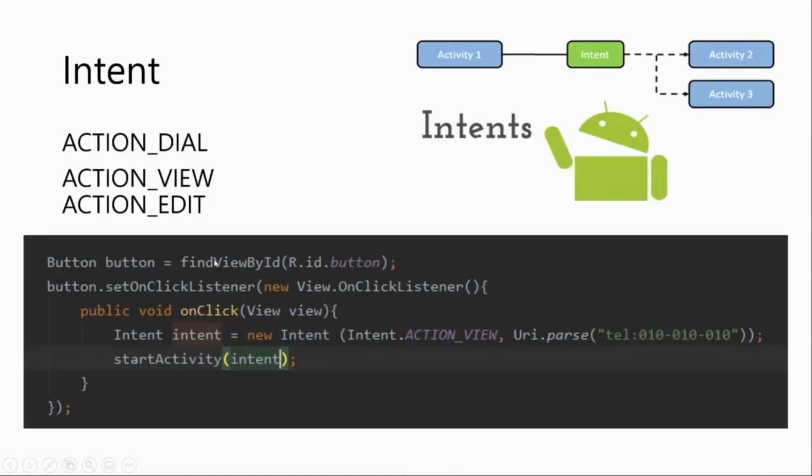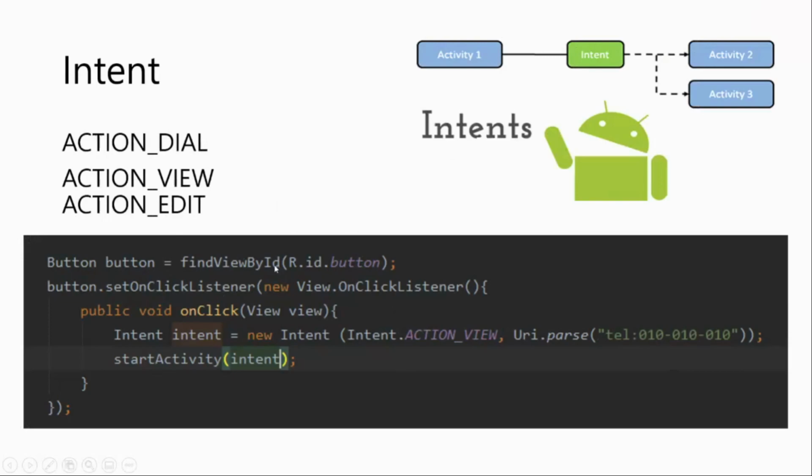Intent. Intent allows us to do many things, and the most common usage is to switch to a different activity. The most common ones are ACTION_DIAL, ACTION_VIEW, and ACTION_EDIT. In my example, this intent allows us to go to the dialer page and call the phone number I provided. So when I execute this code, it'll put this phone number 010010010 on the dialing screen and allow us to call.